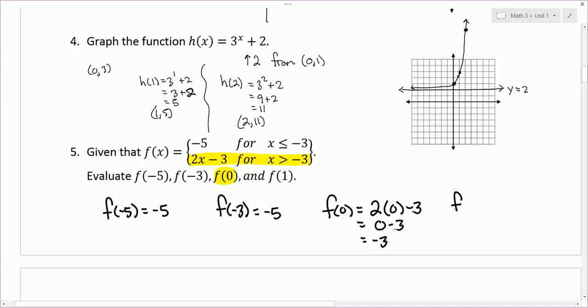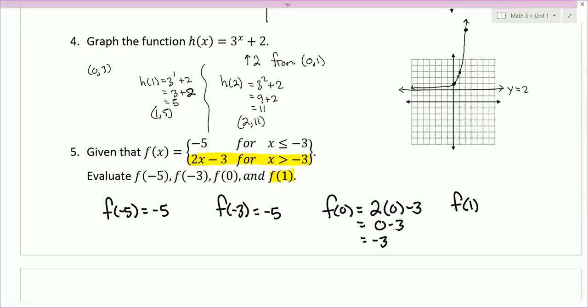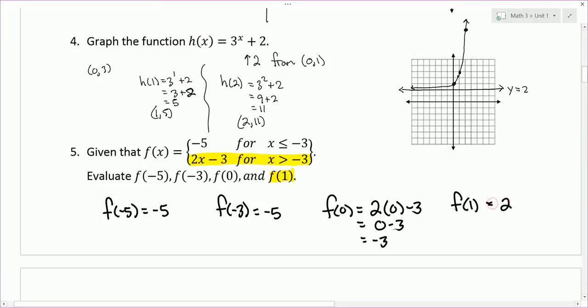And lastly, f of 1. Again, when x is 1, that's greater than negative 3. We're using the second line again. So plug 1 into 2x minus 3, and we end up with 5.